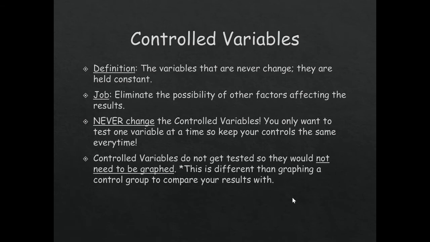Do they need to be graphed? Nope. Controlled variables don't get tested, so they do not need to be graphed. All right, now this is different. Controlled variables are not the same as when we talk about a control group. You can have a control group versus an experimental group, and you can graph those two groups. But controlled variables, meaning the parts of the experiment, are not graphed. Why would they be graphed? They're supposed to be the same, supposed to be constant. We don't want to see any changes in controlled variables.